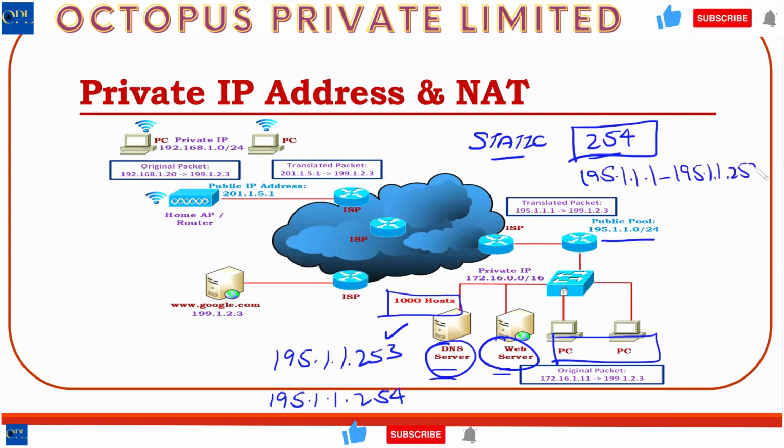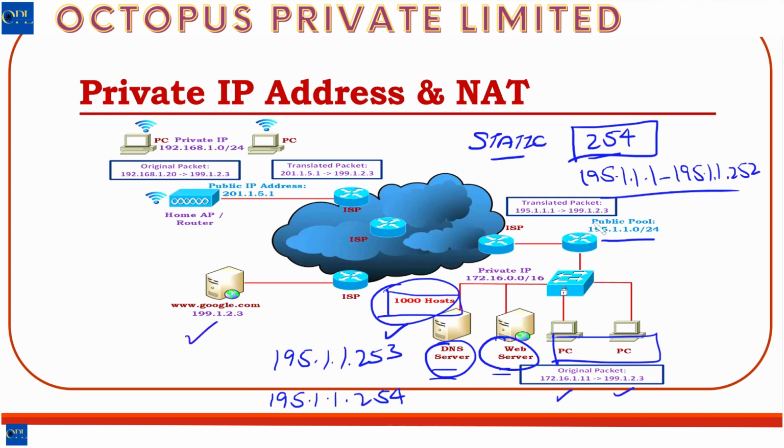So the DNS server, let's say, is 253, and the web server, I'll put it as 195.1.1.254, and I'll set a pool of dynamic addresses from 195.1.1.1 to 195.1.1.252. So these 252 addresses can be used by these 1,000 hosts to go out to the internet.